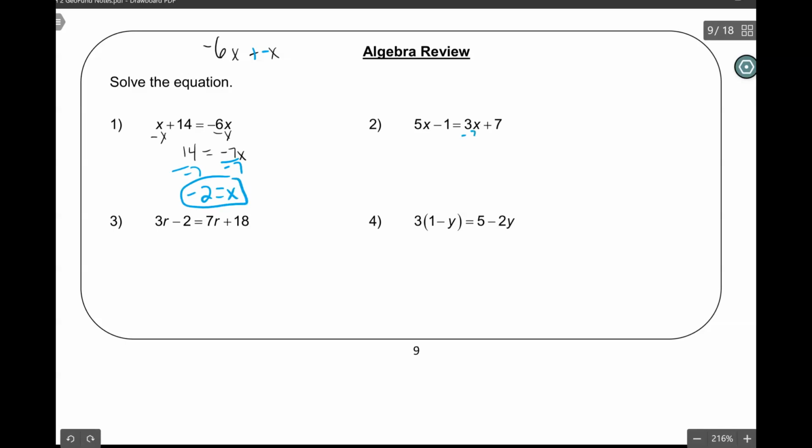Alright, I'm going to subtract 3x on the left side. So that way I get 2x. And then I will rewrite my line. And then if I add 1 on both sides, I get 2x is equal to 8. Divide by 2 and I get x is 4.